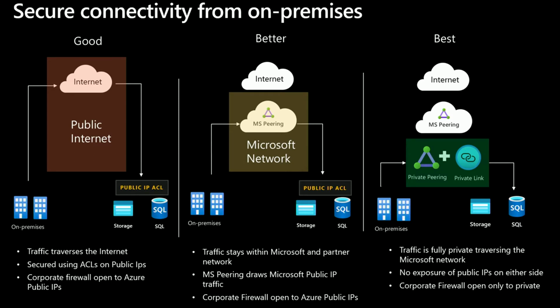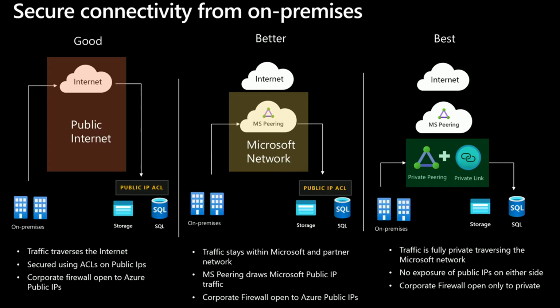So what's the best? If you just use Express Route with private peering and Private Link, right? You're going to come completely private. See how much lower down the stack you're getting into with Microsoft's network. So this is getting you fully private.